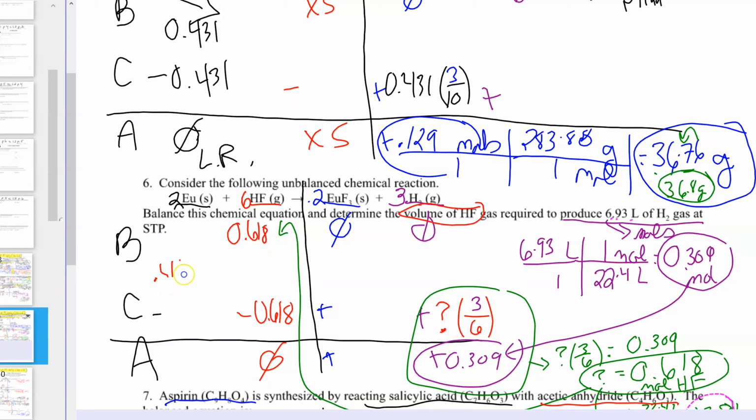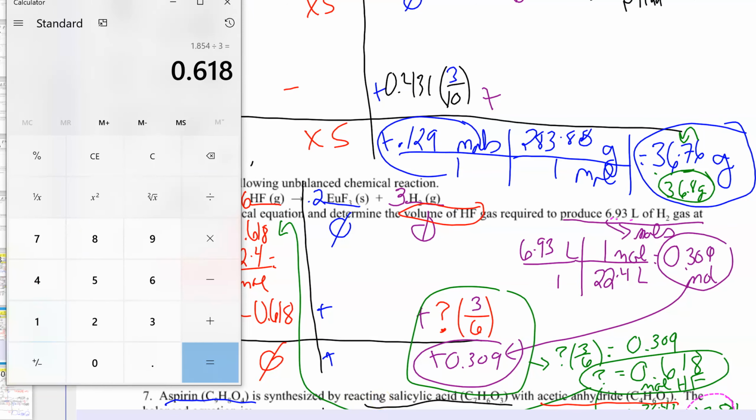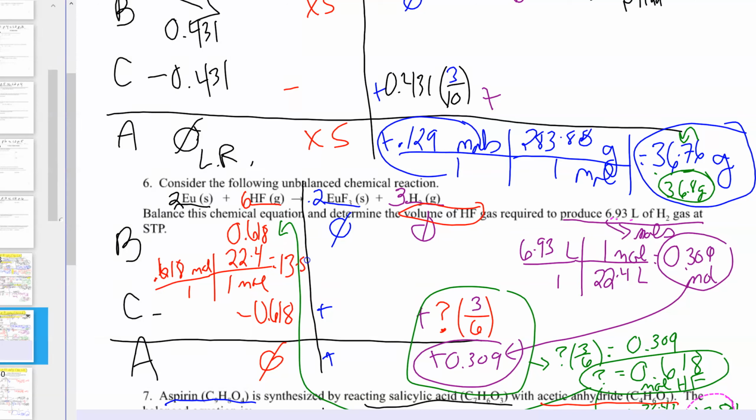So 0.618 moles over 1. We want to get rid of moles and go to liters. So 1 mole, they wanted volume, so that's going to be times 22.4. So we have 0.618 times 22.4. We're at 13.84, and we need 3 sig figs, so 1, 2, 3. This is going to be 13.8 liters. That's how much of the HF gas we would have needed to react.